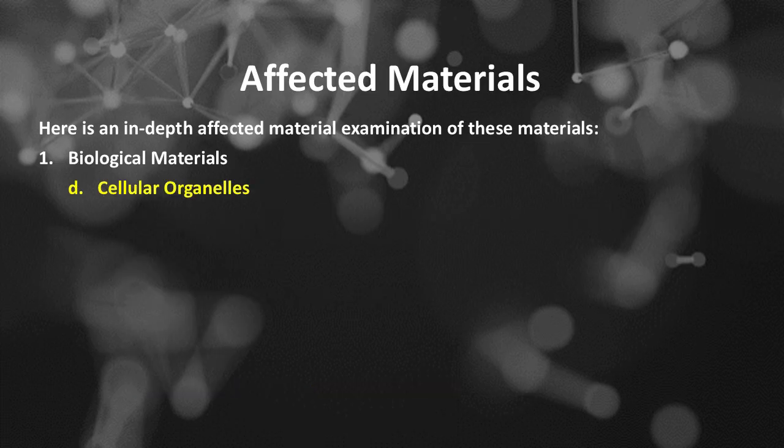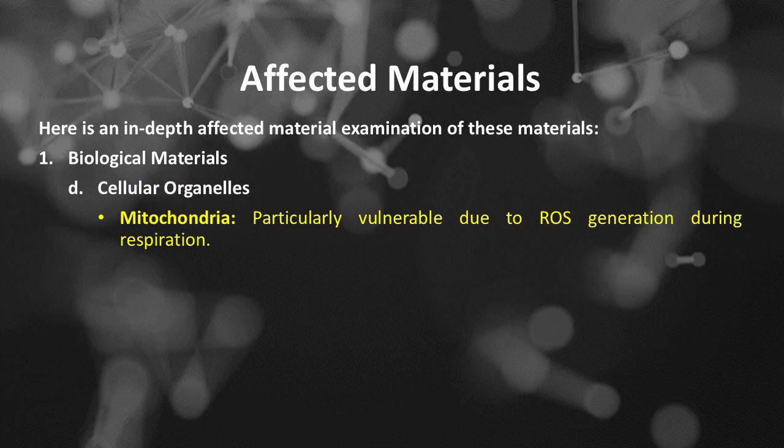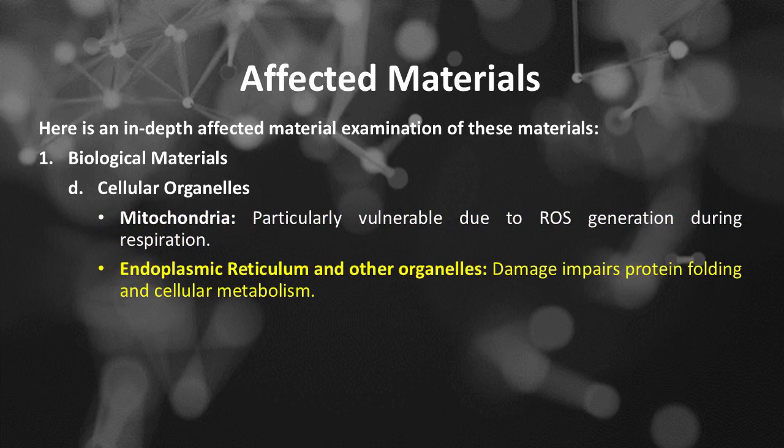Number D of biological materials is cellular organelles. Mitochondria, particularly vulnerable due to ROS generation during respiration. Endoplasmic reticulum and other organelles, damage impairs protein folding and cellular metabolism.